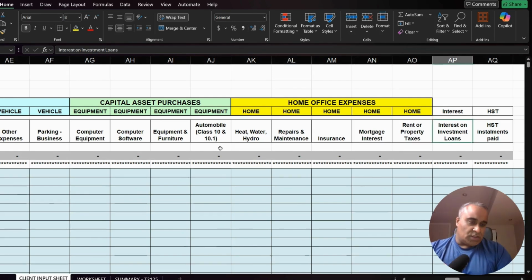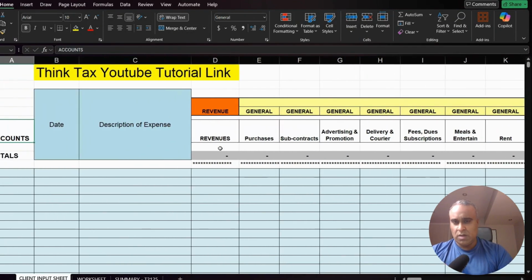So that's how that goes. And then there's also interest on investments on loans. If you took out a loan to start your business that you're using to fund the business, then the interest on that you can deduct as well. And if you had to pay HST installments, that would go here in this column. So here we go here all the way.